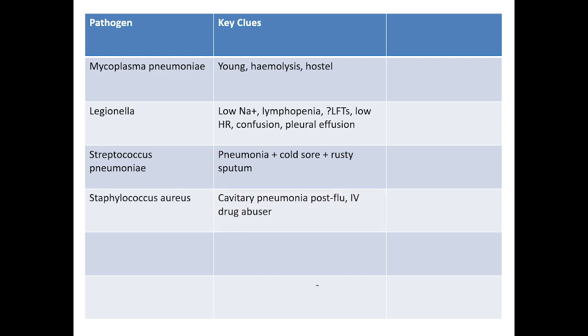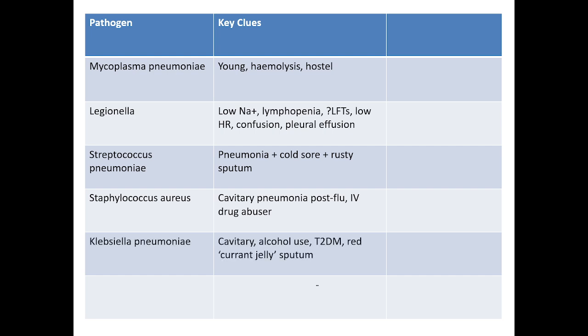Then we have Staphylococcus aureus. Here, the patient said that they have a history of flu. After that, they are having the features of pneumonia, such as fever, cough, chest pain, etc. At the time when you do the chest X-ray, you will find a cavitary lesion. And sometimes they will say that they are IV drug users.